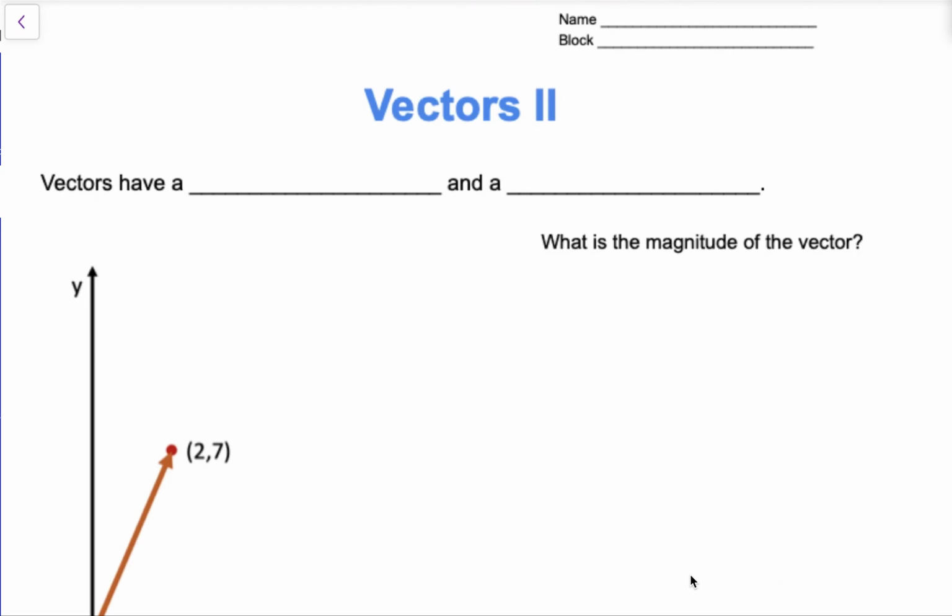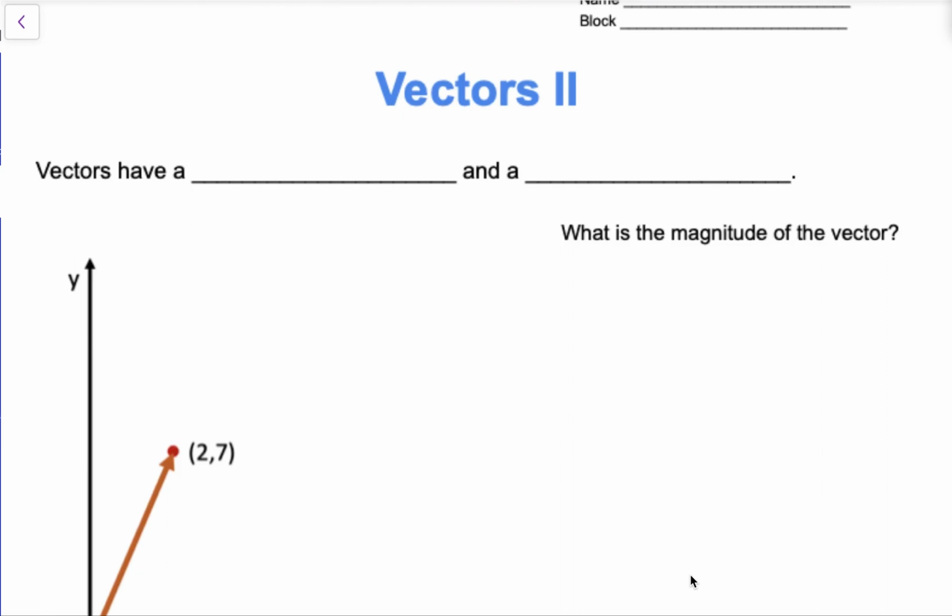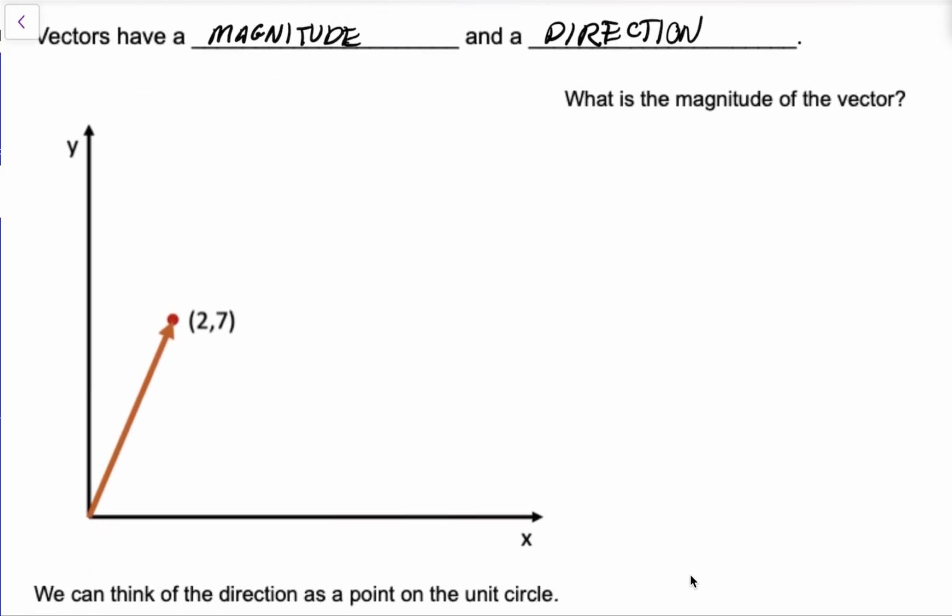Hello there. So we're going to talk about vectors. Presumably you have some background in vectors, which is why this is called Vectors 2. And as you know, vectors have a magnitude and a direction. So there's two parameters you need in order to define a vector. You can also define it in terms of the x and y, for example.